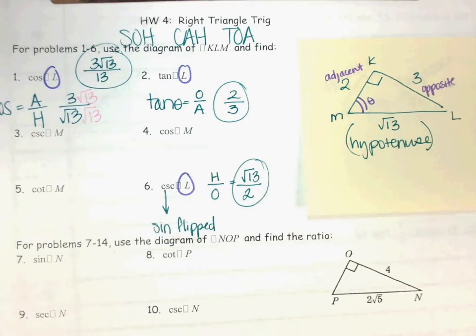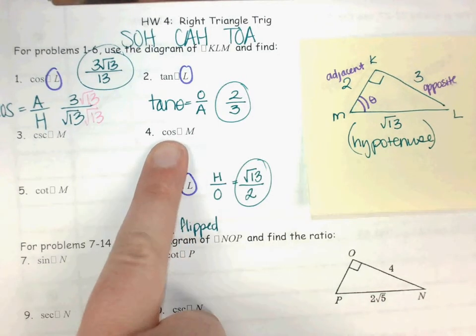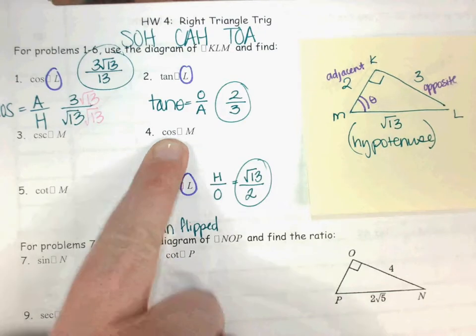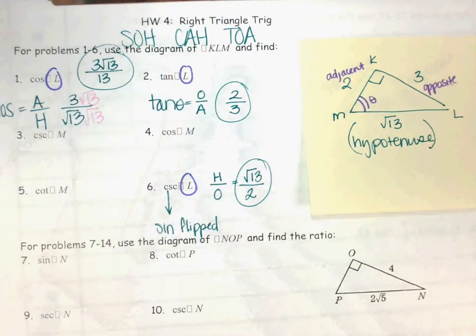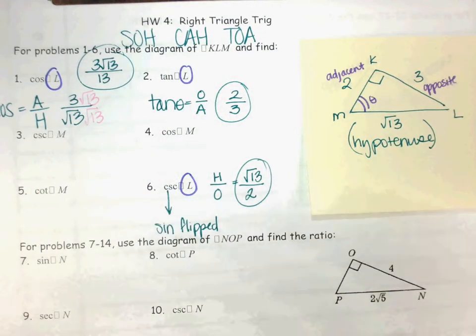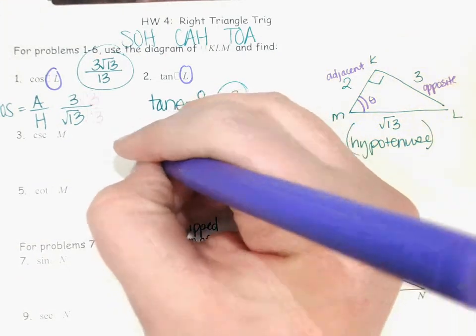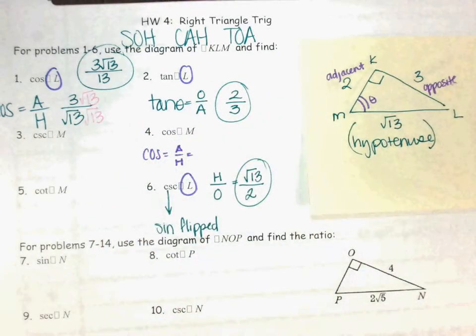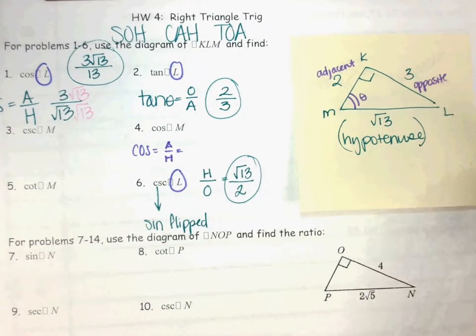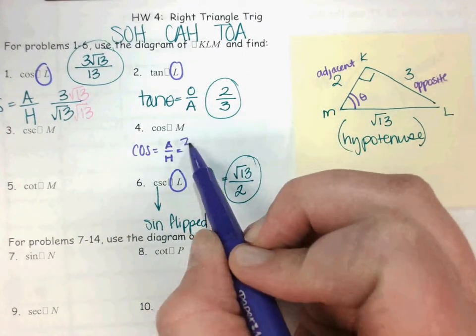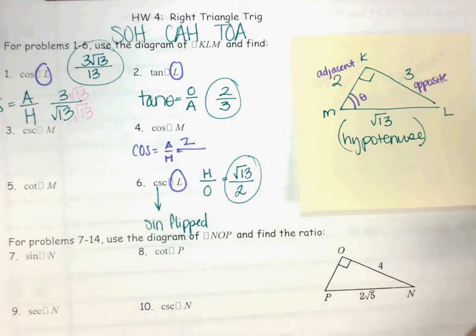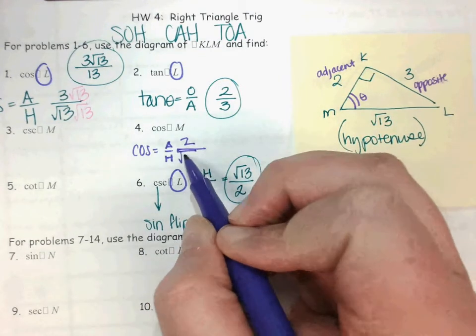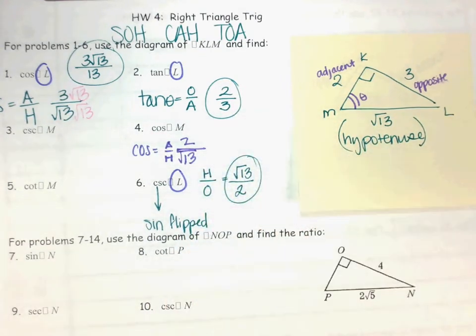Okay, so I'm going to start with cosine just since we already did that. So cosine M is right here. Cosine is SOH, CAH, or TOA. CAH, so I'm going to do A over H. Cosine equals A over H. A is what? Okay, adjacent, which is 2 over, and then H is root 13. Can I leave my answer like that?